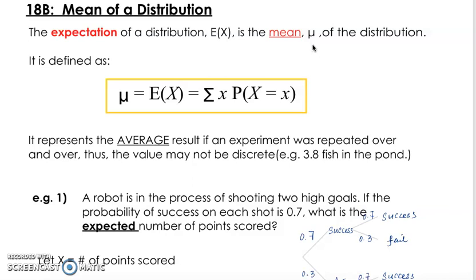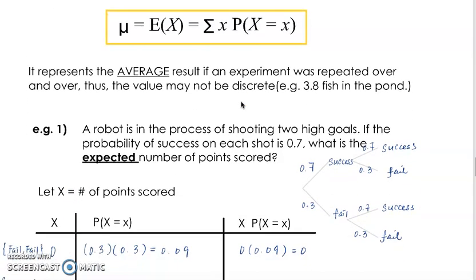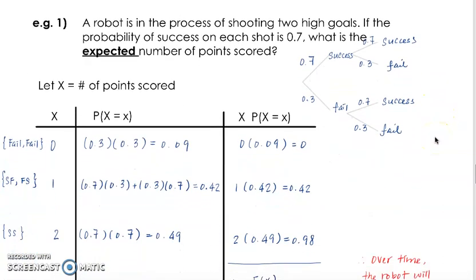To calculate the mean or expectation of this probability distribution, we use the formula by summing up the value of X times the associated probability of every single X value in the distribution itself. Because this is just an average value, even when we are talking about discrete variables X, we could end up with a decimal number, say 3.8 fish in a pond, because it is just an average. So let's take a look at an example.